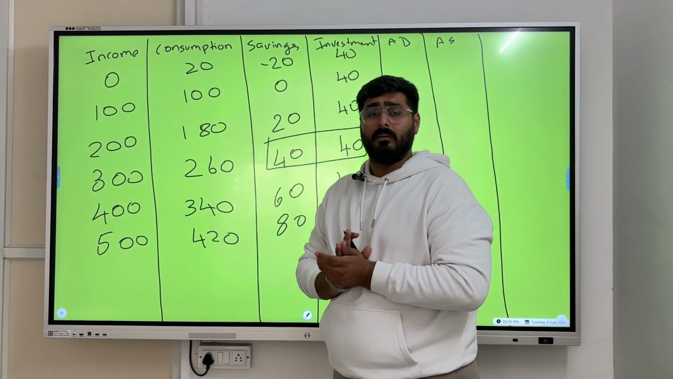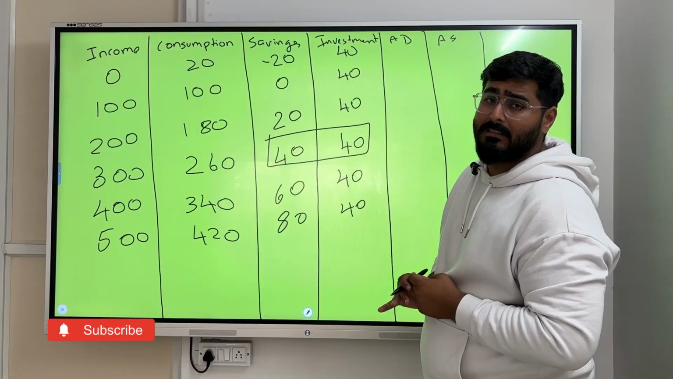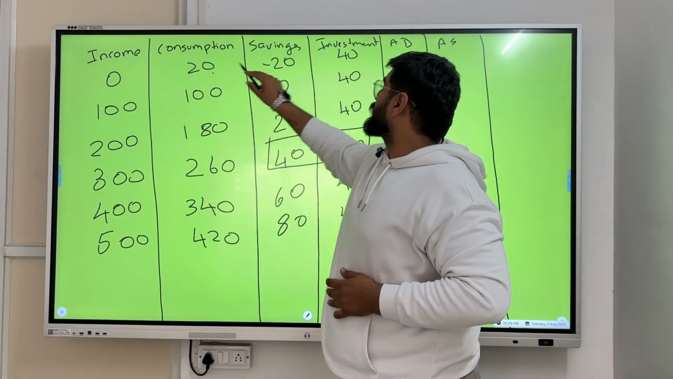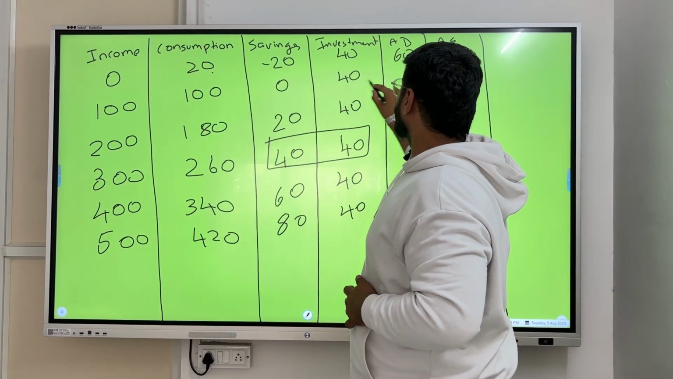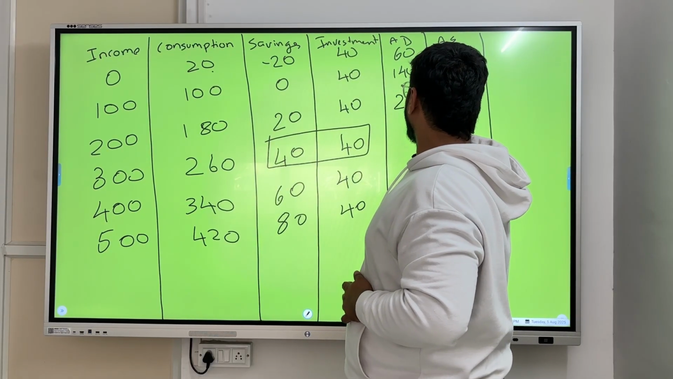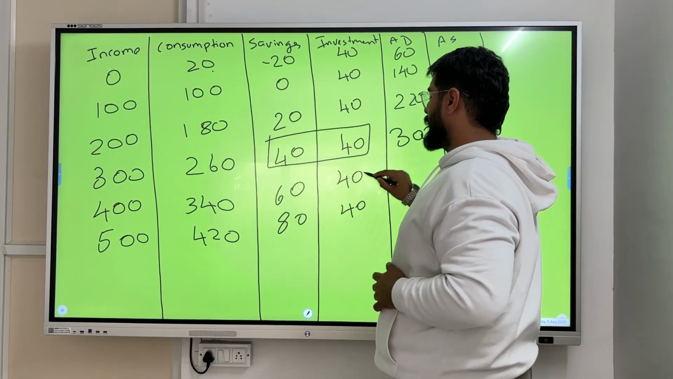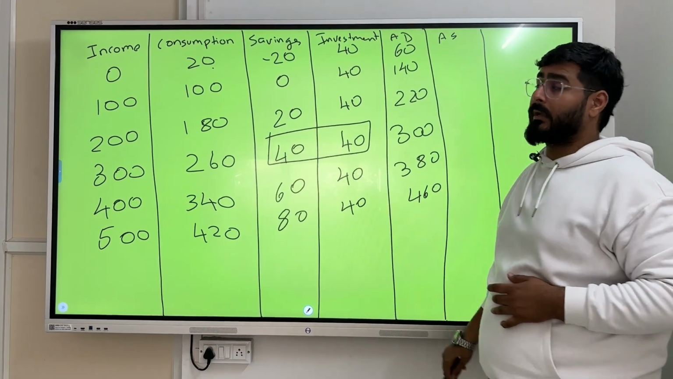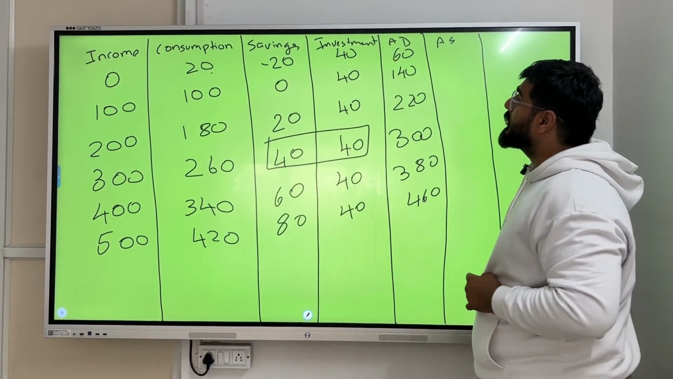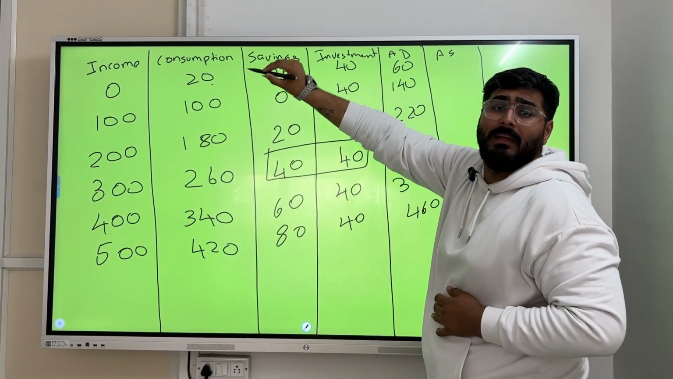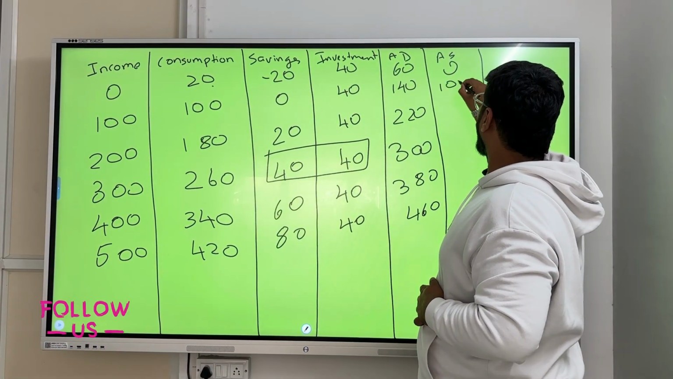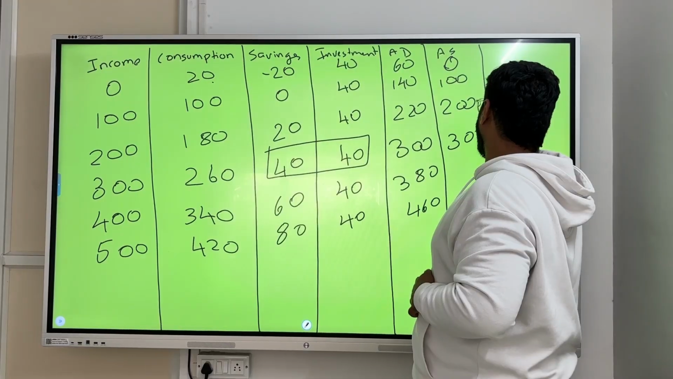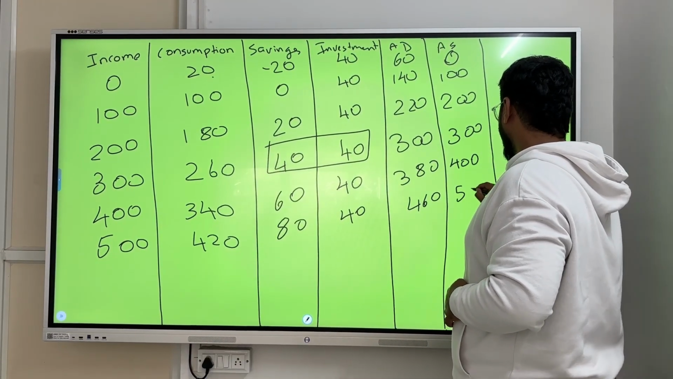But can I also find it through the aggregate demand, aggregate supply approach? Yes, my dear students, definitely. How do we get aggregate demand? Consumption plus investment: 60, 140, 220, 300, 380 and 460. How do we find my aggregate supply over here? Income is my aggregate supply. So 0, 100, 200, 300, 400 and 500.